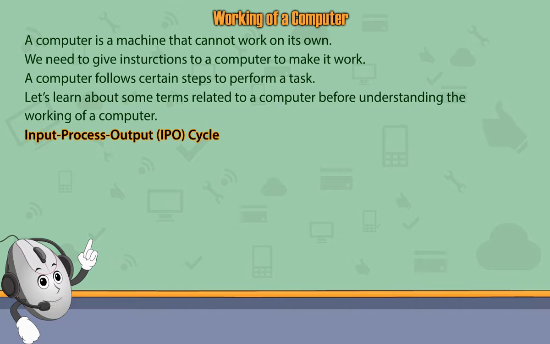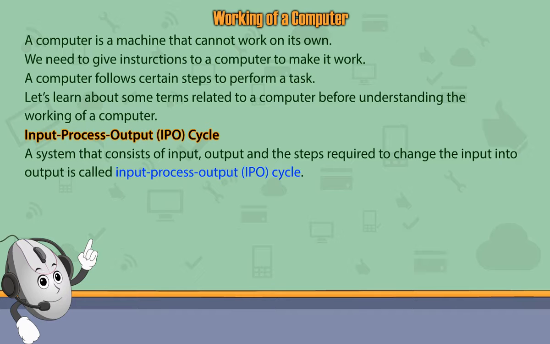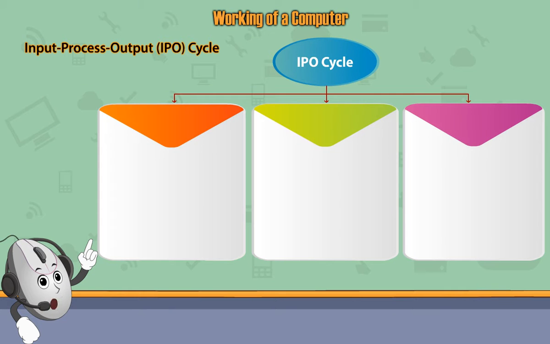Input, process, output, IPO cycle. A system that consists of input, output, and the steps required to change the input into output is called the input, process, output, IPO cycle. The IPO cycle has the following components. Input I, process P, output O.